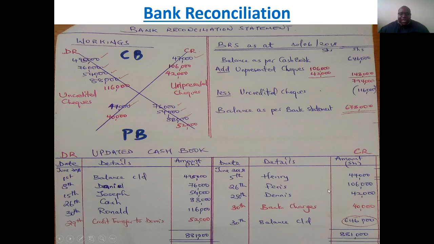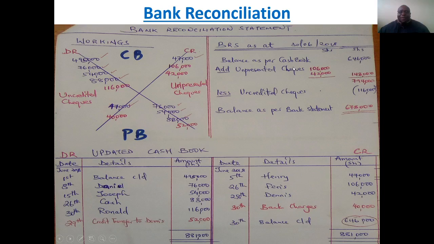And then we look at the differences. So the debit side has a higher amount than the credit side. The total is 881,000, and the difference is 646,000, balance carried down. So this is the amount of money that we should be having in the bank. Then we adjust the bank reconciliation statement. So balance as per cash book.